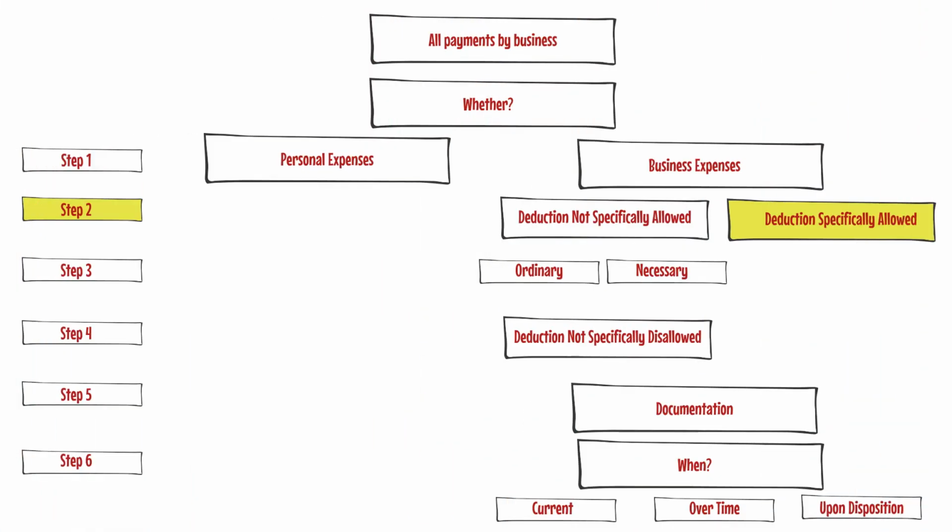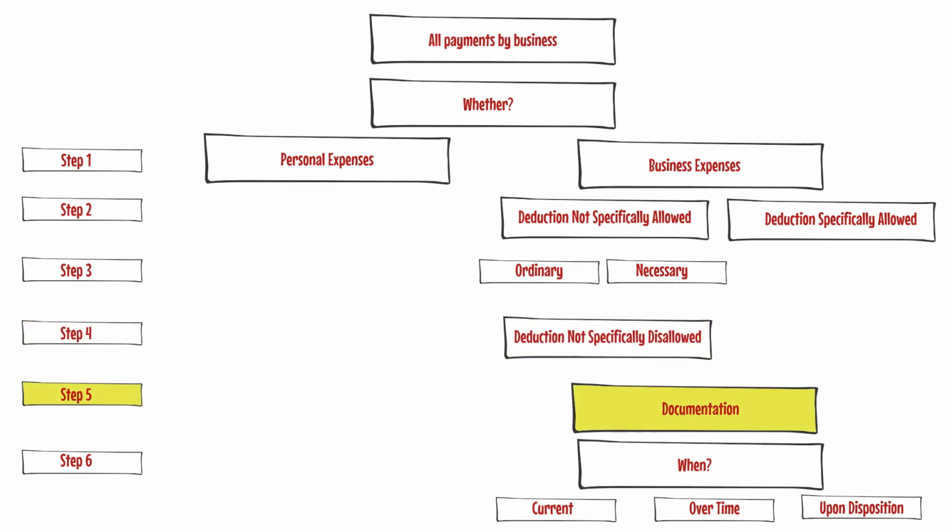Step two: of the business expenses you identify, which are deductible under a specific section of the tax code, such as for interest, theft losses, charitable contributions, depreciation, and quite a few others. Step three: of the business expenses not covered by a specific code section, which of them are both ordinary and necessary in the conduct of your trade or business? Step 4: does the tax code specifically deny a deduction for any of the otherwise deductible business expenses?